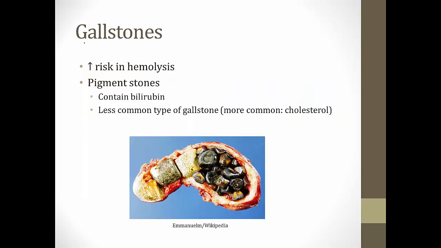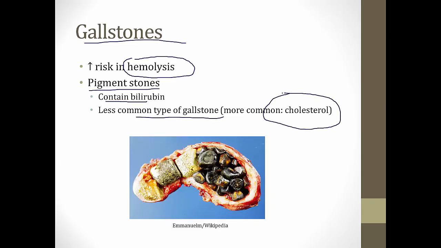There's an increased risk of gallstones among patients with chronic hemolysis, and hemolyzers form a special type of gallstone called pigment stones, which contain bilirubin. These are the less common type of gallstone. The much more common type is cholesterol gallstones, and I talk about gallstones in detail in some of the GI modules.